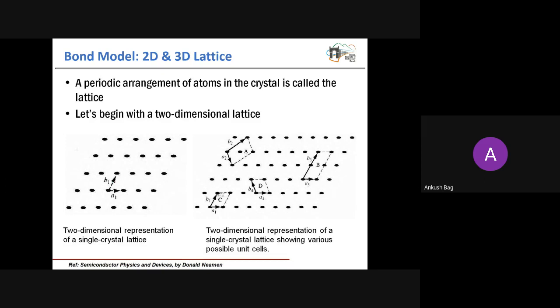Here you can see these are all the atoms. So this is a two-dimensional representation of a single lattice. These are all atoms, and this is the distance in the two directions. Here, in a semiconductor lattice, there is another concept called the unit cell. The unit cell is the most primitive cell of your crystal. If you repeat it, you will get the complete semiconductor. So if you just keep on repeating this one unit cell, you will eventually get the full crystal structure of your material.